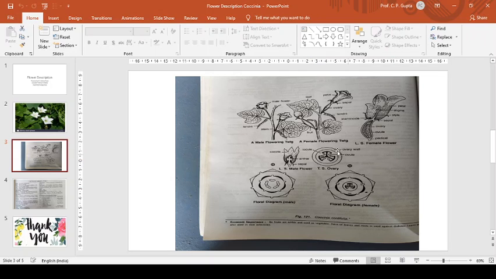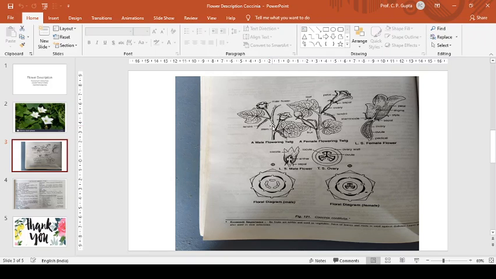The diagrammatic representation of the Coccinia. Now male flower. This is male flower. Calyx sepals 5, gamosepalous, green, valvate. Sometimes polysepalous with slightly basally connate sepals. So there is variation. More or less it is gamosepalous.